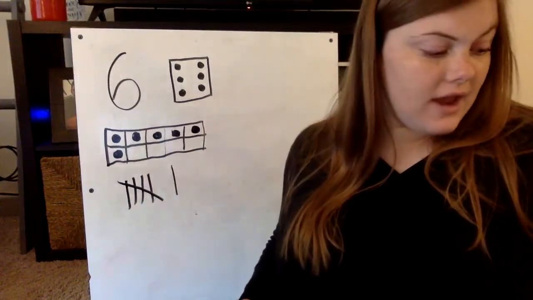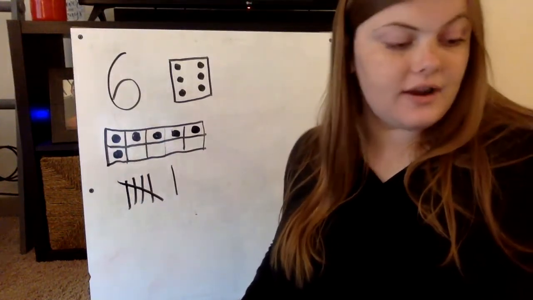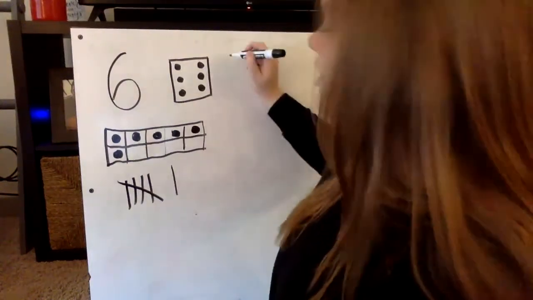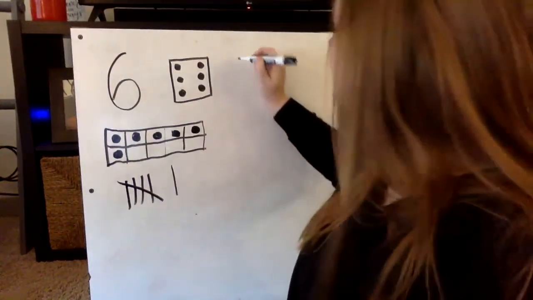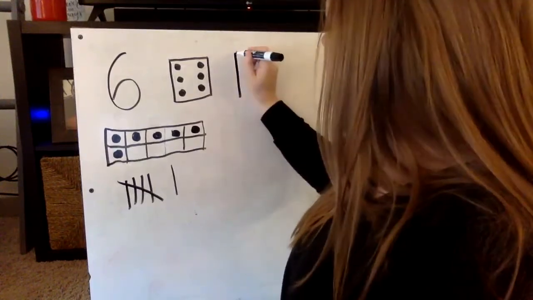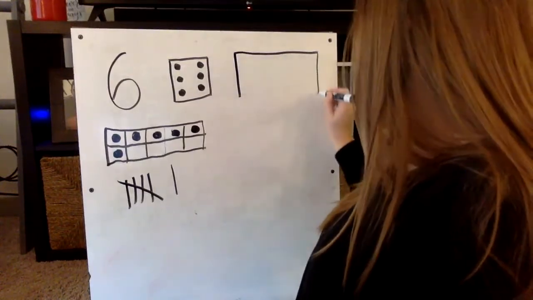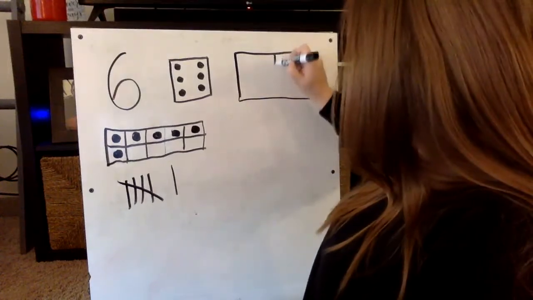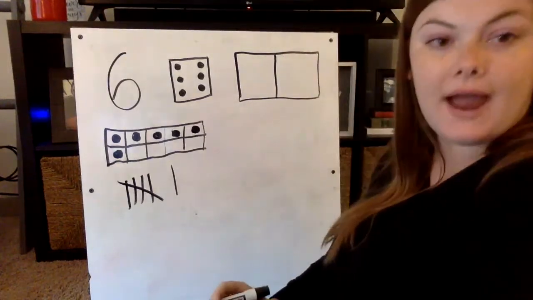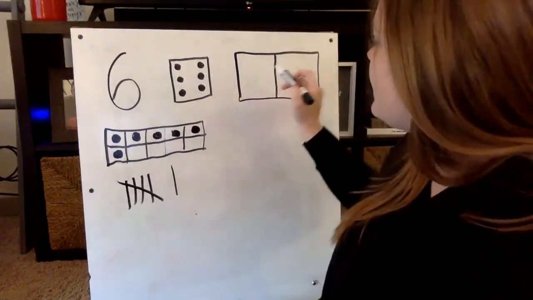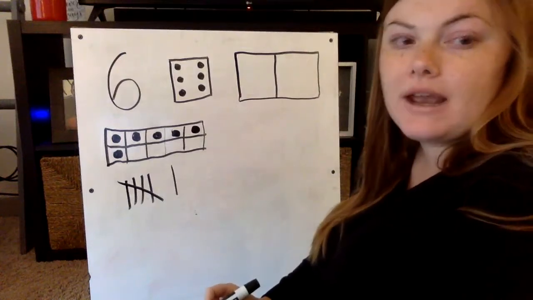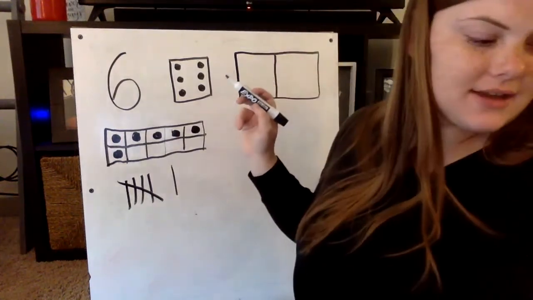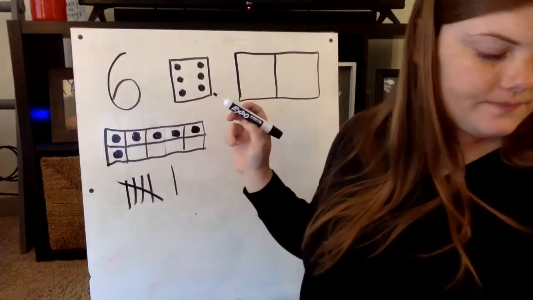Then the last way that we showed our different numbers was with our domino, right? So what shape is a domino? A rectangle. And then you draw a line down the middle, so it kind of makes 2 squares. Our rectangle makes 2 squares. And how many dots do I have to put in there? 6. You are so right.